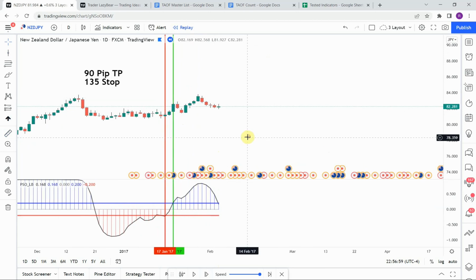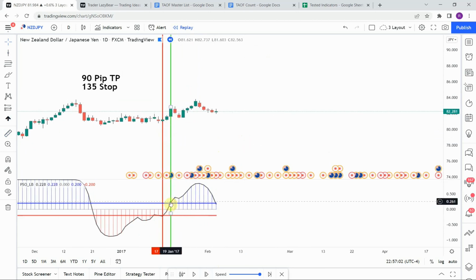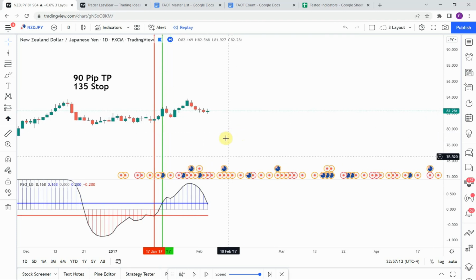So our second signal right there was a long signal. You can see we cross up above that blue line. We get a little bit of a pullback there, correction, and then a push to the upside there. And that gets us to our take profit. Let's go ahead and continue on.